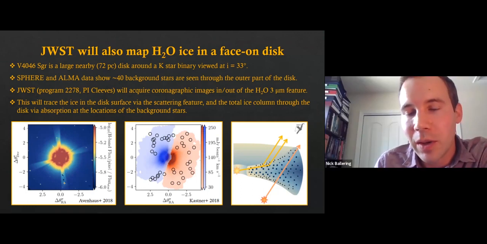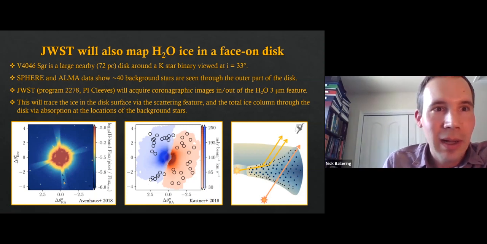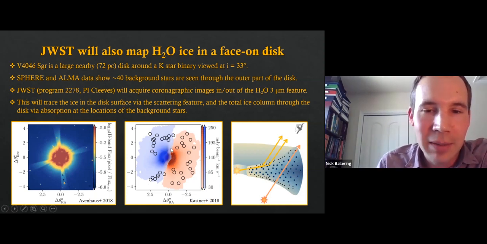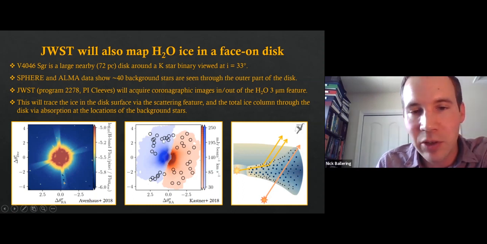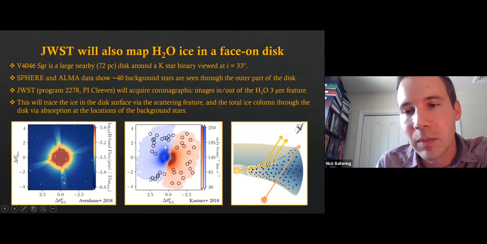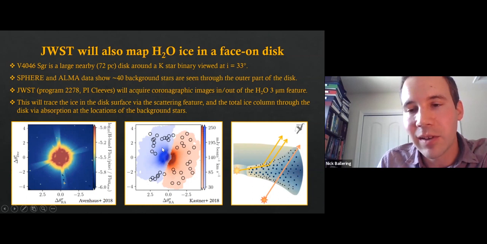Okay, so the first question is, I think, exactly what we're looking to do. We should be able to look everywhere where there's not a background star, in every resolution element of the disk, and map out the ice from the scattered light, and then compare that with where there is a background star and see how much deeper the feature is from the absorption. And that's the whole point of the proposal, to try to figure out that difference.